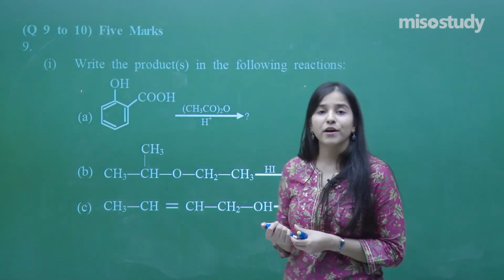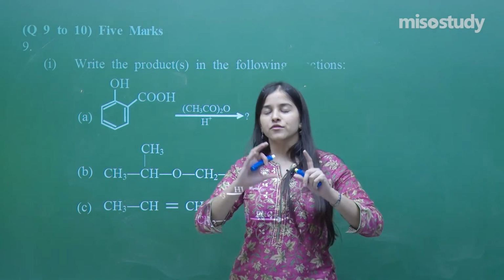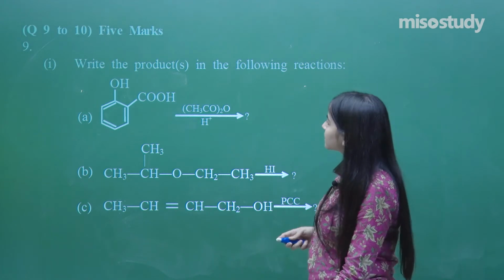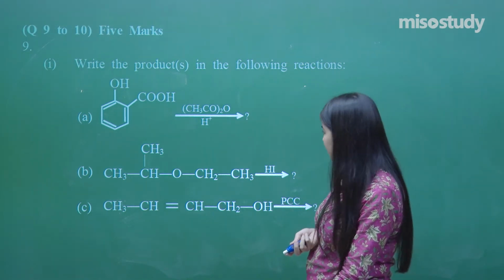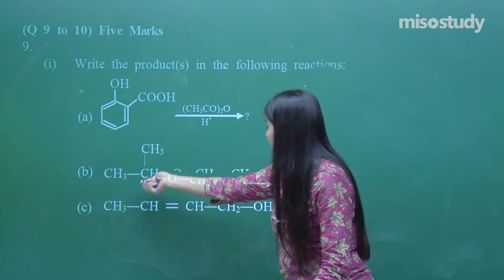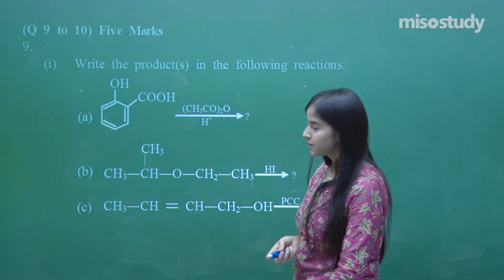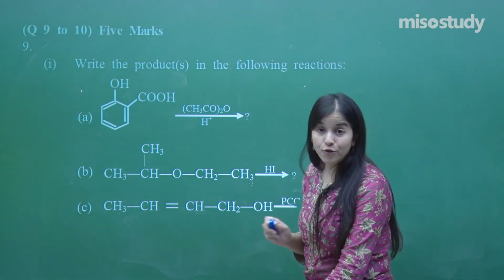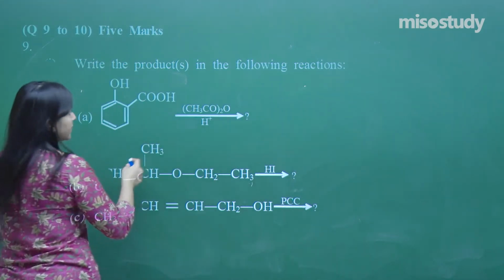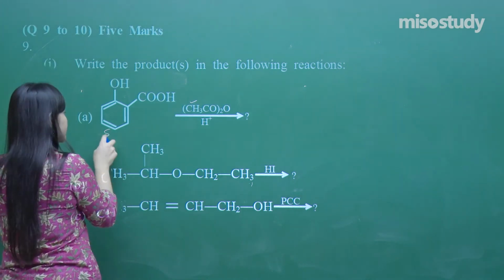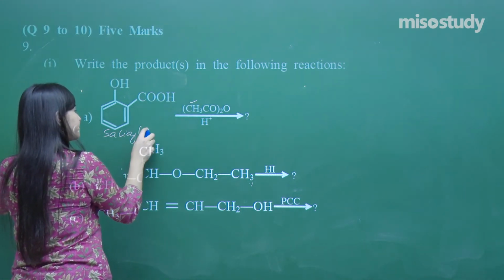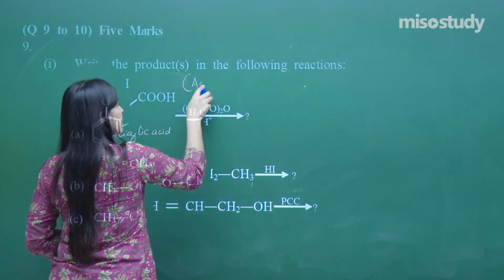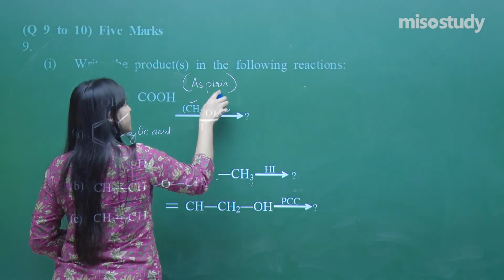Okay, this is a 5 mark question now, right? We have to write a lot of things here. Write the products in the following reactions. Okay, very easy it seems. Yes, I have again a similar kind of question, right? So what is this reaction first of all? It's the formation of aspirin if you remember. See here, acetic anhydride. This is salicylic acid. What do we get here? Aspirin is formed, right?